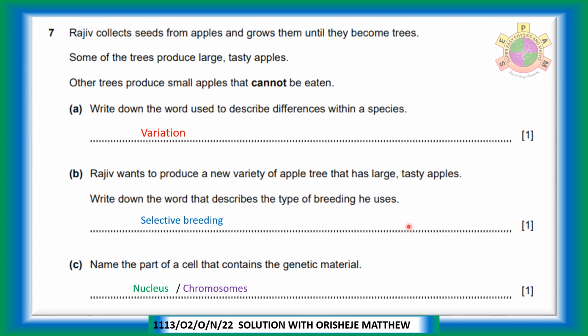It's not genetic modification because it's still the same species, it's the same breed, but what it's trying to do is pick the ones that have the qualities or characteristics that are required. So he's using them to produce other offspring. So it's called selective breeding. Now, name the part of the cell that contains the genetic material. That is the nucleus, and the nucleus contains the chromosomes that contain the genetic traits. So it's the chromosome that carries the information.